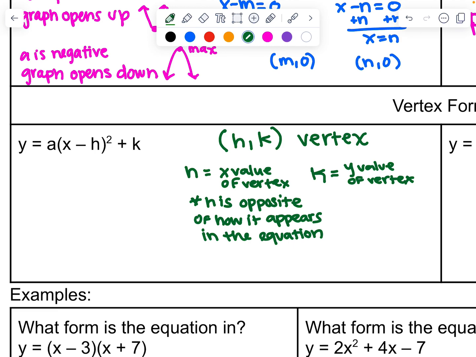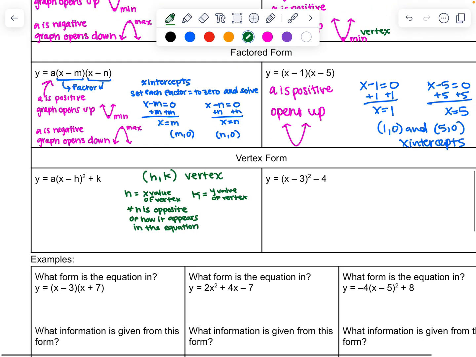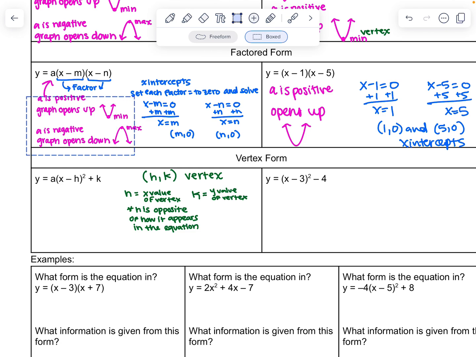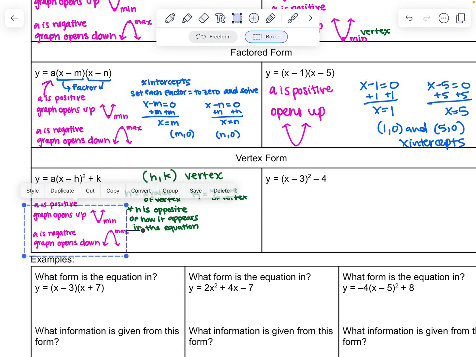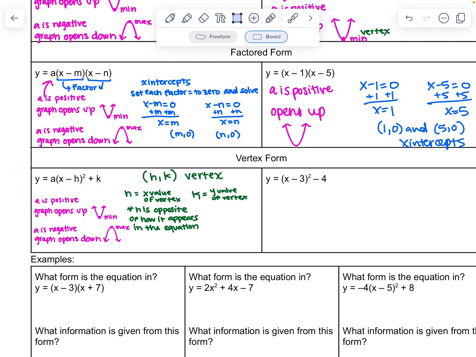Much like our other two forms, this one also tells us A, so we know that A tells us if it opens up or down. I'm just going to drag it down, leave myself that information. So if A is positive, it opens up. If A is negative, it opens down. This also tells us something else about our vertex, because a vertex is either classified as a max or a min, so those connect back together in knowing that it is either a maximum or a minimum.